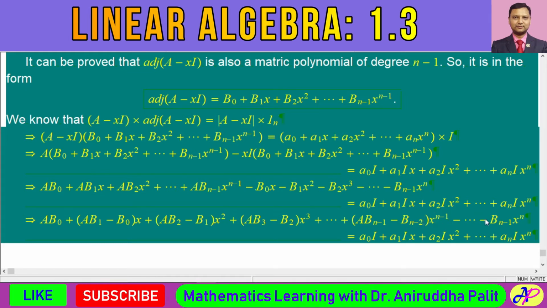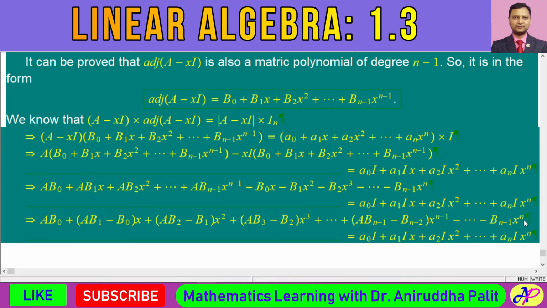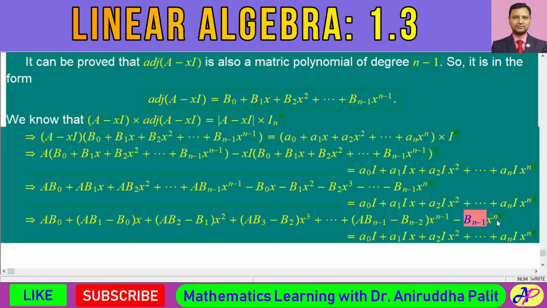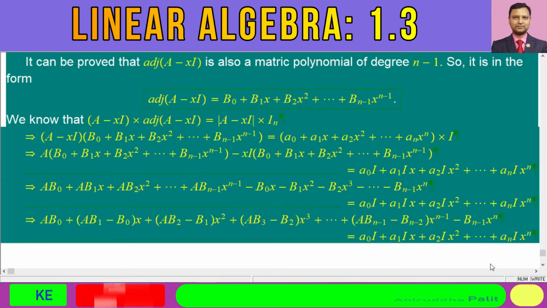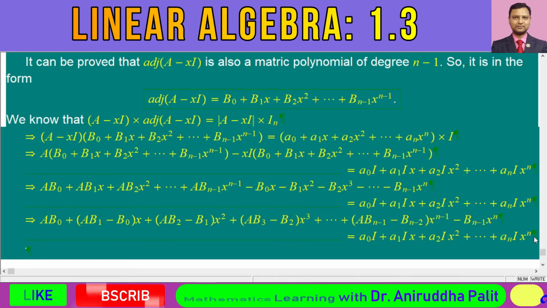But the last term would not follow any pattern. It is an independent part. So the last term remains this one, this b n minus 1 into x to the power of n. That would be the last term. Now you see, this is an identity in x.